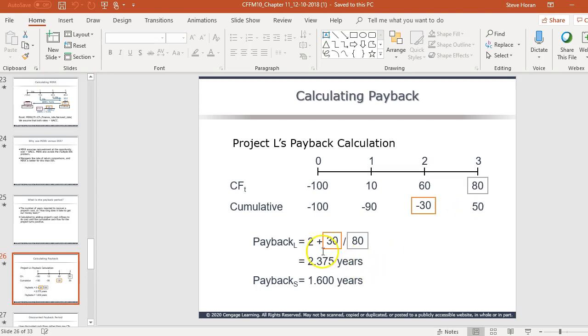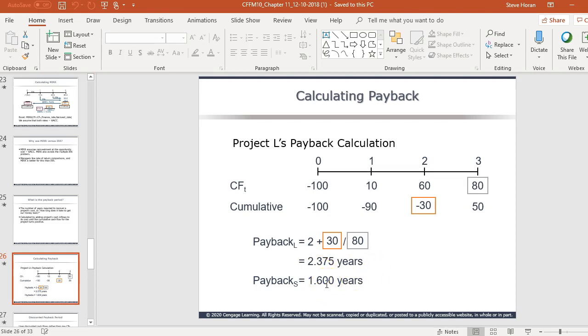And so the payback is 2 plus 30 divided by 80. The key is you take that last negative number and divide it by the last positive cash flow number, the last year's number. 30 divided by 80 is 2.375. So in 2.375 years, which is 2 and about a third of a year, I get my money back.